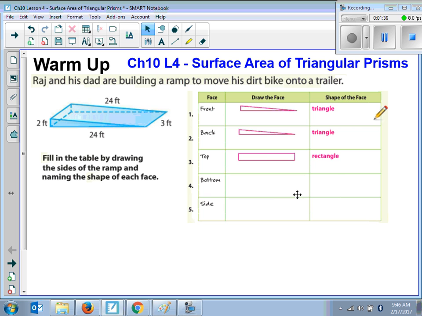How about the bottom piece? Same thing. Very good. That is a rectangle. And the side back there? That is also a rectangle. It's a little smaller, right? There you go. Now, what we're going to do today is identify the shapes of the faces of a prism, and then find the area of those faces. When we add them together, that's going to give us the total surface area of the triangular prism.